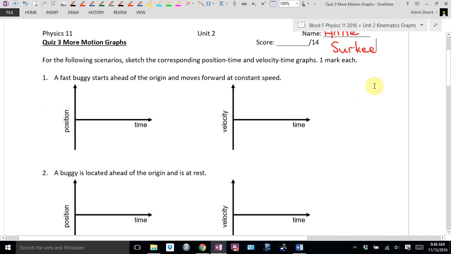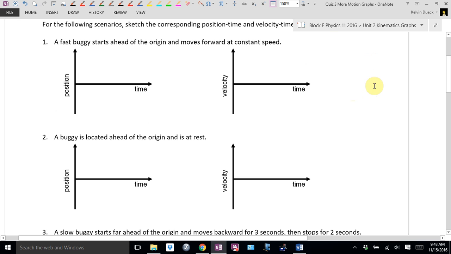So each of these graphs is worth 1 mark, so number 1 will be worth 2 marks in total. I'll show you the shape, and then I'll tell you what I'm fussy on and what I don't care about. It wants us to sketch, so I'm not going to worry about labeling my axes and title and all that. I'm just sketching the following. A fast buggy starts ahead of the origin. How would I show ahead of the origin?